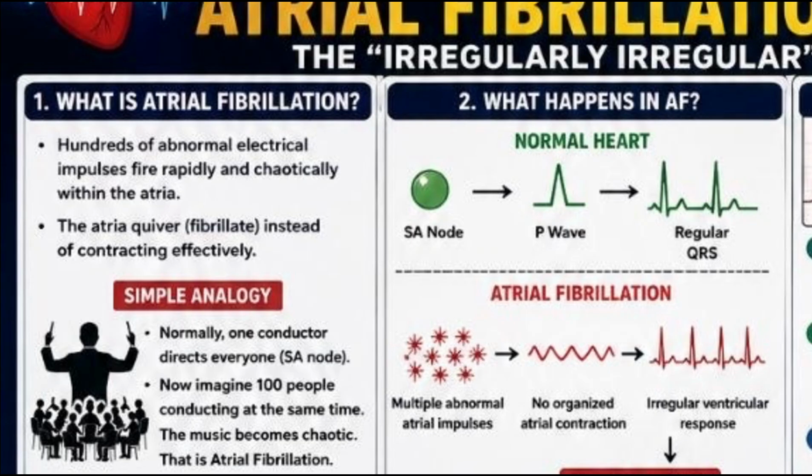What is atrial fibrillation? Normally, the SA node produces one electrical impulse, so the atria contract in an organized way. In atrial fibrillation, hundreds of abnormal electrical impulses fire rapidly and chaotically within the atria. Instead of contracting effectively, the atria simply quiver, that means fibrillate.